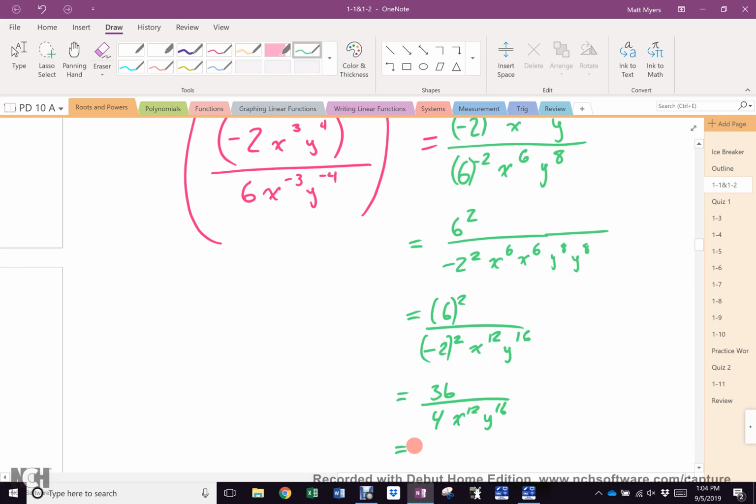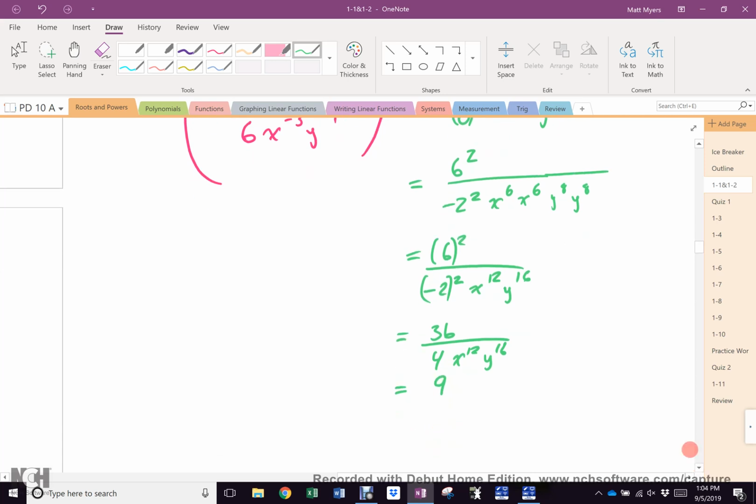Montage. Divide 36 by 4. Which is 9. Now it gets tricky. How do I write it? Connor. Full circle. Bring it home, Connor. 9 over x to the 12. More steps than I would have done, but we got the right answer. Is everyone cool?